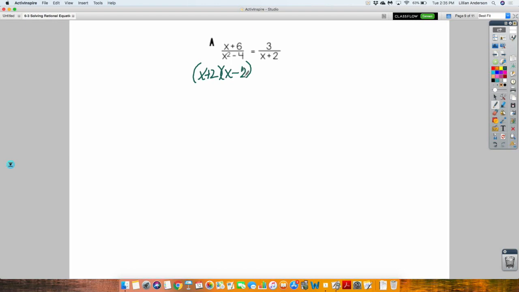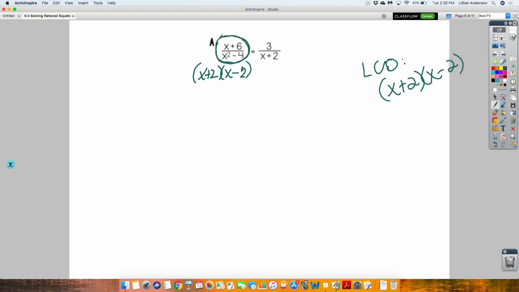Between that denominator and the other denominator, what is my lowest common denominator? x plus 2, x minus 2. Because both denominators have an x plus 2 in common, that's a common factor, but the right fraction is missing an x minus 2 that the left fraction has. So you're going to need an x minus 2 there to be your lowest common denominator.